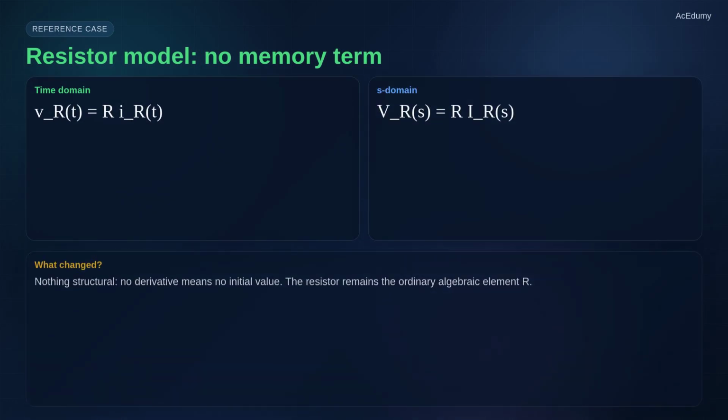Start with the resistor, because it is the clean reference case. In the time domain, VR of t equals R times IR of t. The Laplace transform is direct. VR of S equals R times IR of S. No derivative appears, so no initial condition appears. In the S-domain circuit, the resistor is still just R. This is why resistive parts of the network become ordinary algebra, while storage elements bring the extra memory terms.